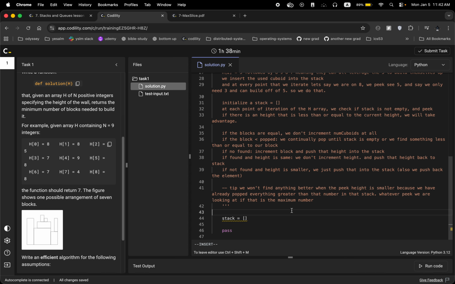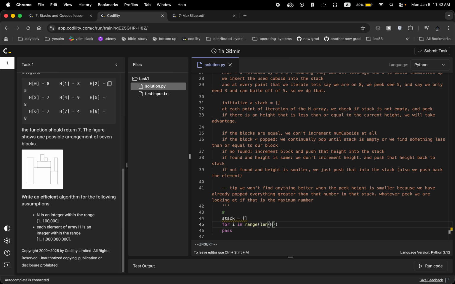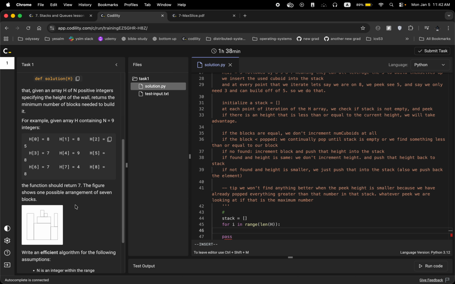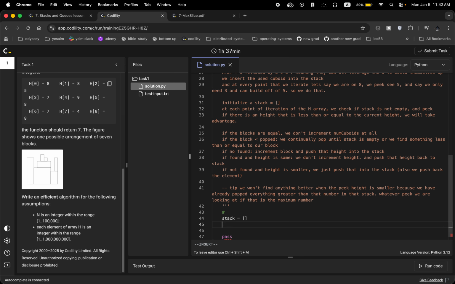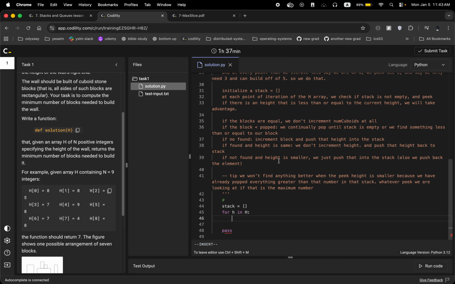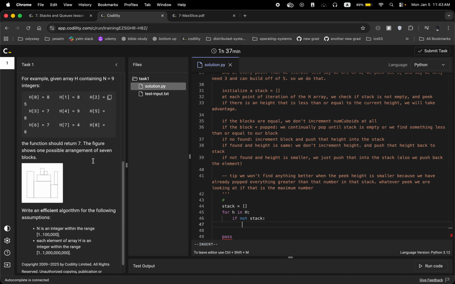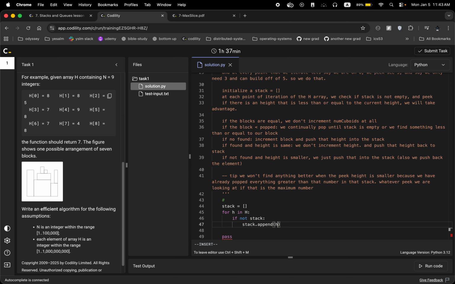Alright, so we have our stack. At each point, decide if these three... okay, so for i in range length of h, do we need the indexes? I guess not, so for h in heights, for every single height, we need to check if the stack is empty or not. If not stack, what are we gonna do? We're just gonna append it to the stack.